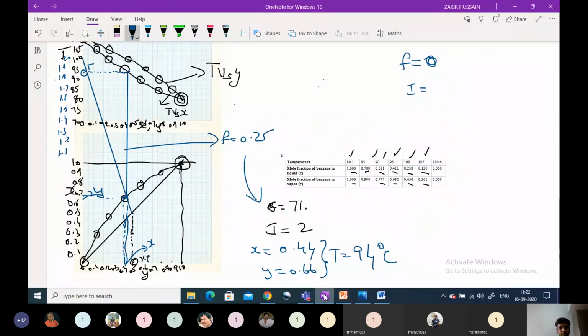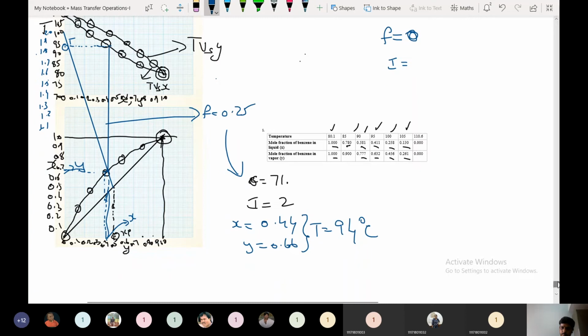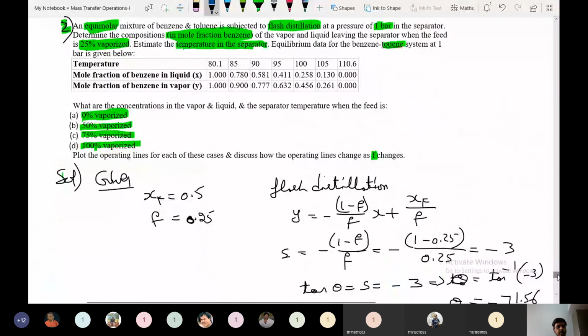The task for you is to calculate these different cases. Four cases may be there. If you see this one, this is f is equal to 0, this is f is equal to 0.5, this is f is equal to 0.75, and this is f is equal to 1. Now your task is to repeat the same procedure.